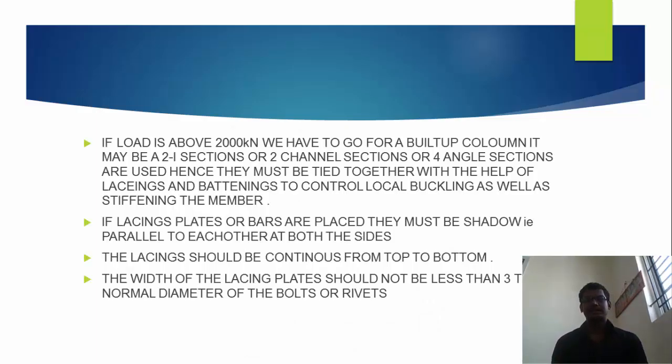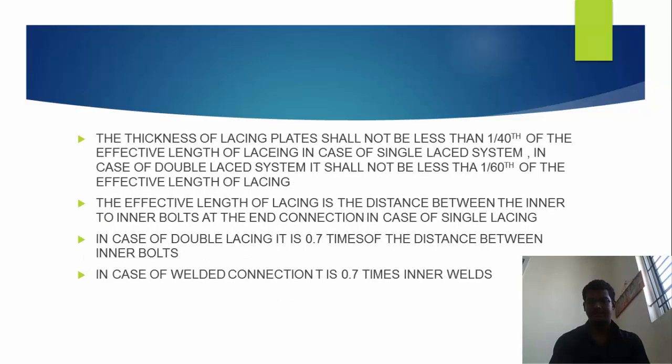The width of the lacing plates should not be less than 3 times the nominal diameter of the bolts or rivets. The thickness of lacing plates shall not be less than 1/40th of the effective length of lacing in case of single lacing system, and in case of double lacing system it shall not be less than 1/60th of the effective length of lacing. The effective length of lacing is the distance between the inner bolts of the end connection in case of single lacing.